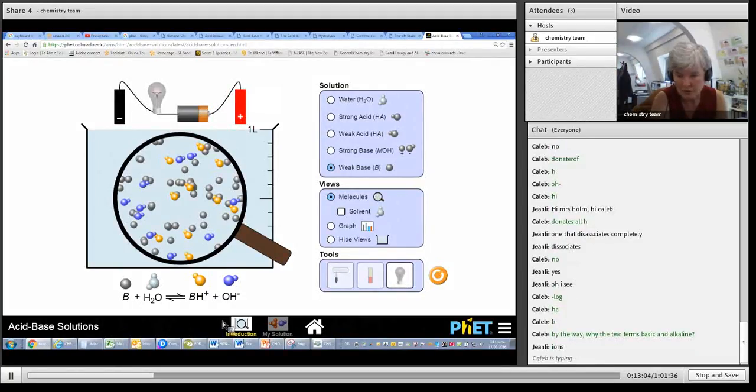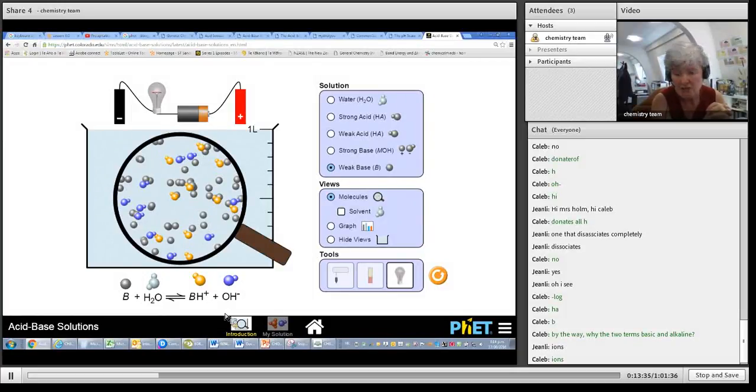Ions. Correct, Johnny. Right, Caleb, why are the two terms basic and alkaline? Basic is anything that has a pH greater than 7. Alkaline is a base, but it refers to soluble bases only. So if you've got calcium hydroxide, it's not particularly soluble, so you'd call that a base rather than an alkali.